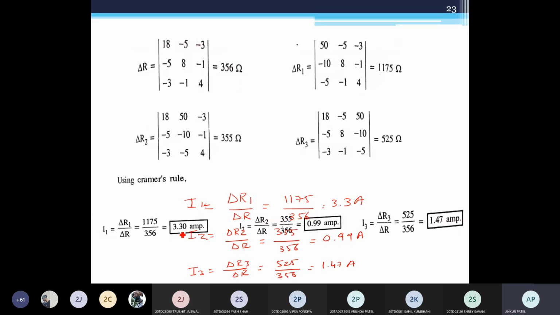Is this answer visible? It is visible. We have a number of students, but I am hearing only 4 to 5 responses. So the remaining ones, are you getting this mesh analysis? Good. Now we are moving to another example. Okay.